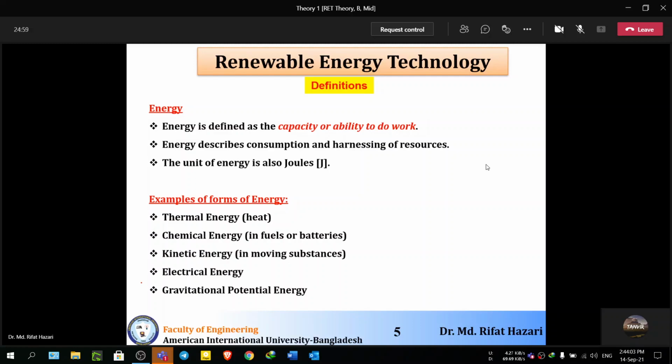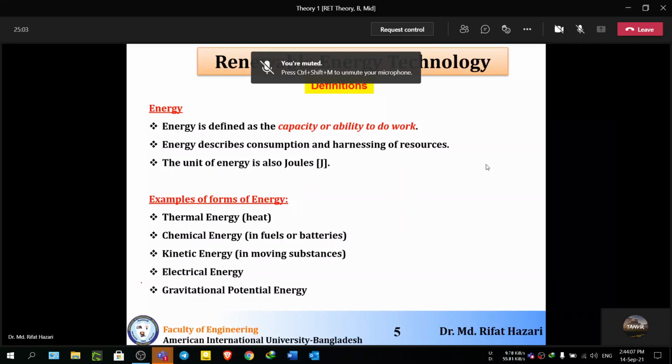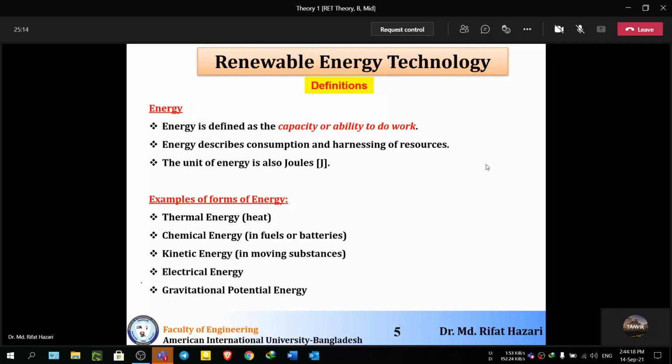Can you give me an example of mechanical energy? Anyone? Sir, motor. Motor, okay, that's a good answer. So in a motor you are giving electrical energy, but in output you are getting the rotation, right? So as you are getting the rotation, we can call it mechanical energy. Okay, that's good. Anything else? Hydraulics. Sir, engine. Sir, hammer. Hydraulics, okay, good. Engine, yes.